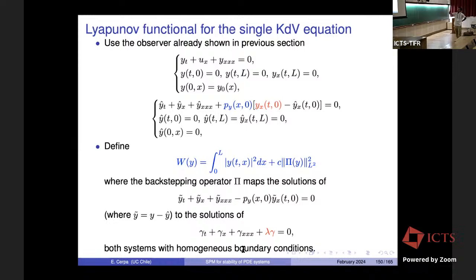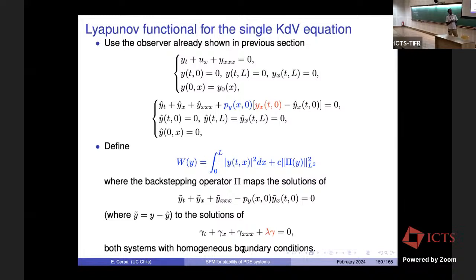Here is the KdV system, where we forget a little about the coupling with the ODE. We have just the KdV equation, and they are able to build this observer, this y hat. As I told you yesterday, this observer is of course converging to y and is built with this backstepping transformation. The Lyapunov function W that they are going to use is the energy for y, which gives us this boundary trace term.